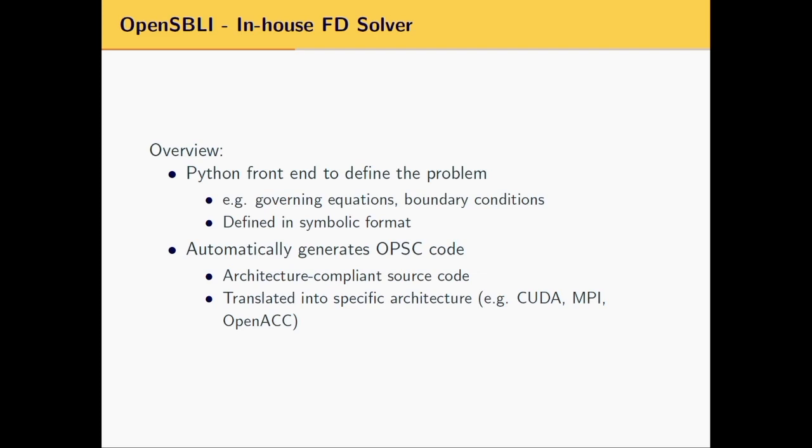We have a Python front end where you define your whole problem, your numerical formulation, your equations and whatnot. And that is then converted into OPS C code, which is basically a generic form of parallel codes, which then could be targeted towards whatever specific architecture you want. So one day you could be working on CUDA on GPUs, or the next day you could be working just on CPU cores with MPI. So that's the main strength of our solver.